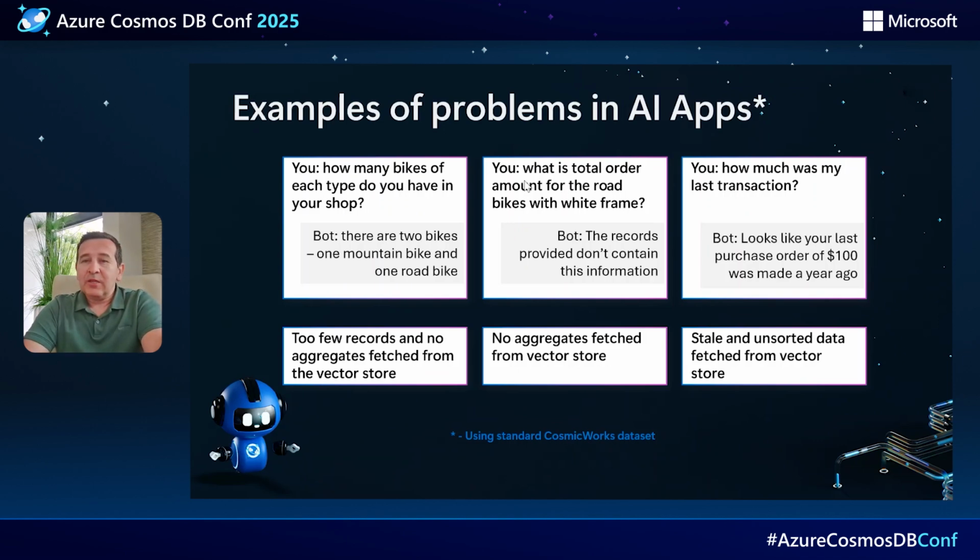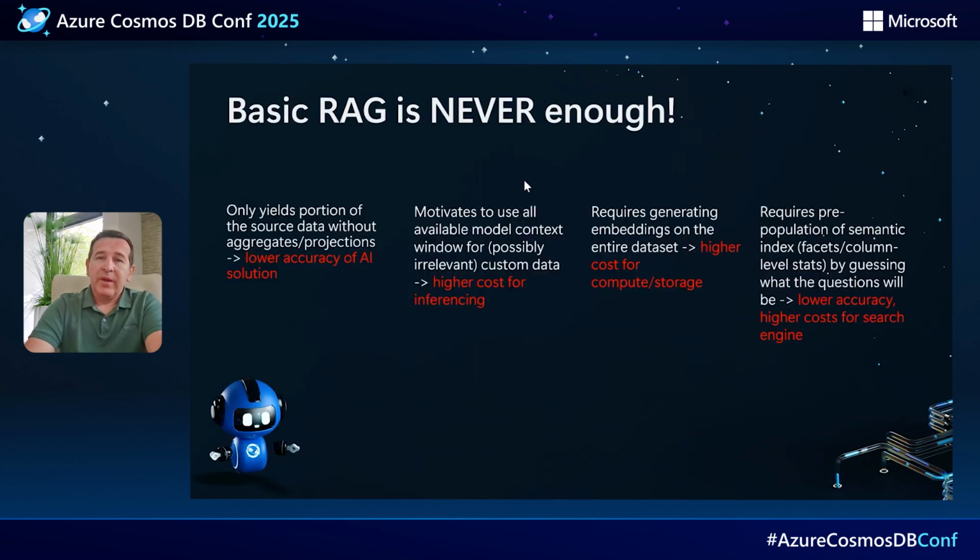Another question could be, how much was my last transaction? And this is the worst situation of them all because the bot could authoritatively respond that looks like your last purchase order of $100 was made a year ago. And that is probably going to be missing the right answer by a mile because simply there's no sorting going on. There's no verification with the time going on. It's just based on cosine similarity in most cases, and therefore the result is wrong and misleading. Basic RAG is never enough. I'll go as far as saying this.